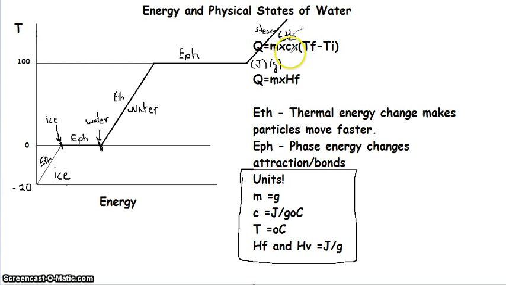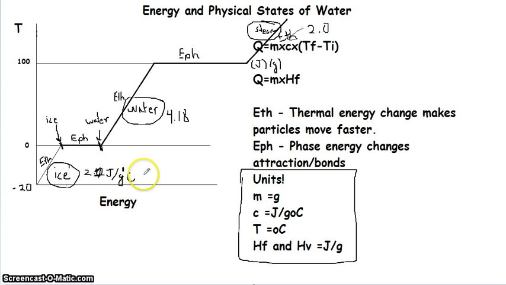Now, specific heat capacity changes depending on whether it's ice or water or steam. The specific heat of ice is going to be 2.0 joules per gram degrees Celsius. Water is 4.18 joules per gram degrees Celsius, and steam is 2.0. Actually, I apologize, down here it is 2.1 joules per gram degrees Celsius. Now, this is C for specific heat, for the Q equals MCΔT equation.